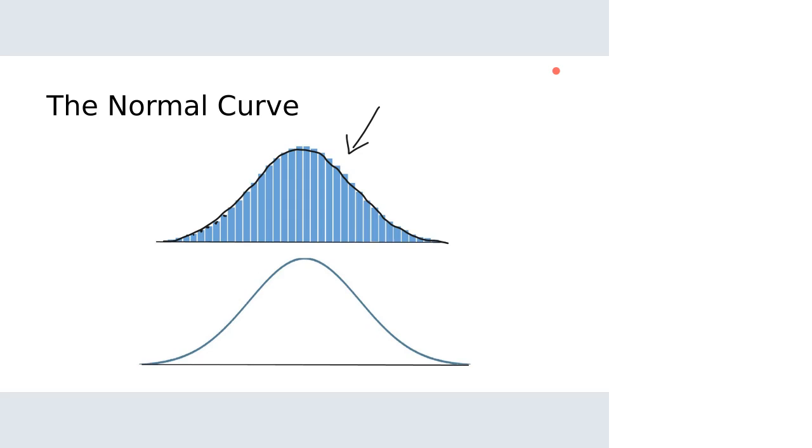A couple of things about the normal curve. Because it's symmetric, you can see we have a symmetric distribution here, and in the middle, that's where the mean will be. So the mean and the median are going to be the exact same, right smack in the middle of this data set.